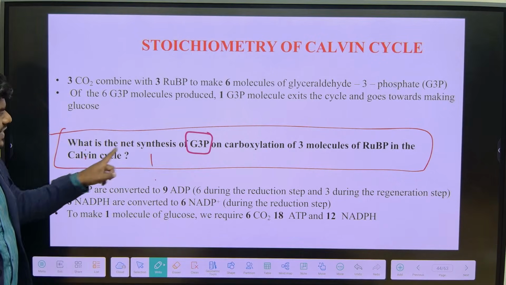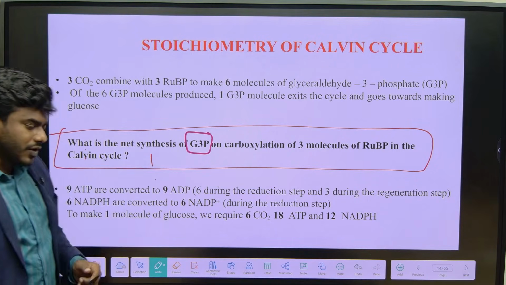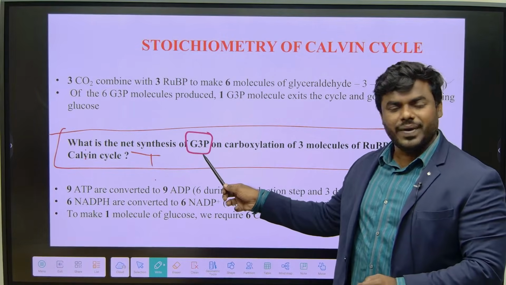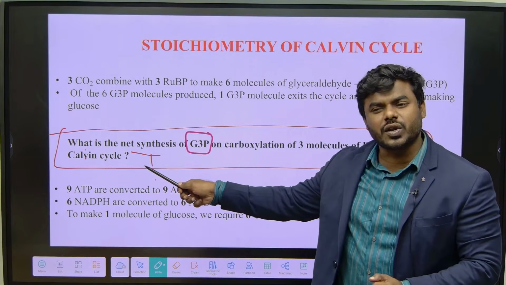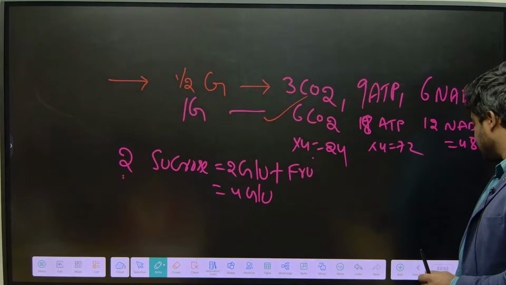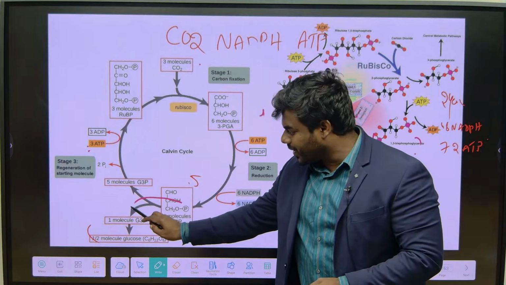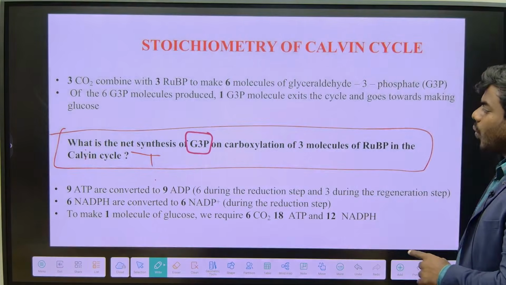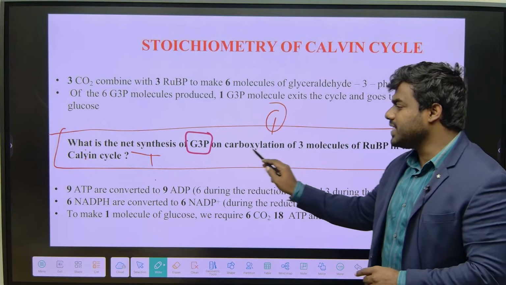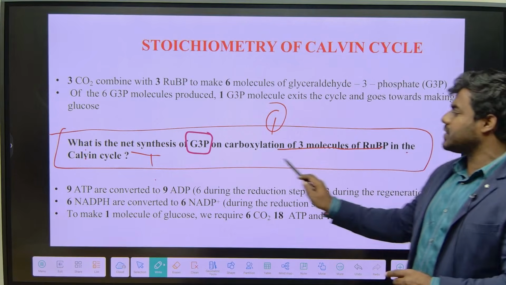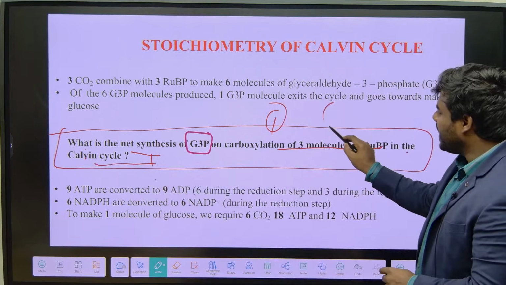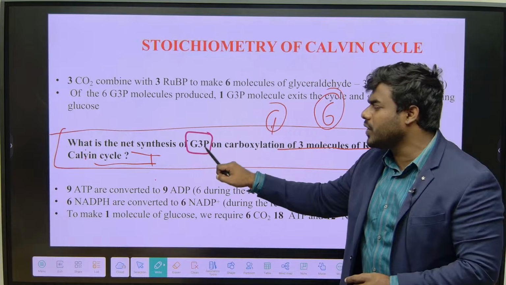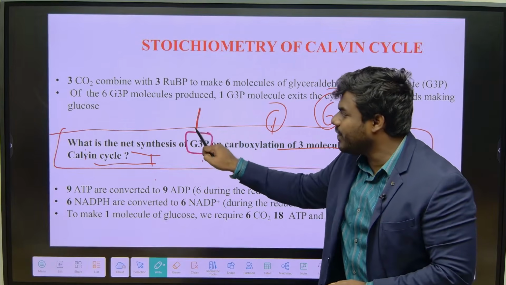See, what is the question? What is the net synthesis of G3P? The word net synthesis represents how many G3P are directly involved in the production of glucose. If you observe the cycle, how many are directly involved in the production of glucose? Only one molecule, correct? So the answer will be 1. In total we get 6, but out of 6 only 1 exits the cycle and produces the glucose. Hence the net will always be 1.